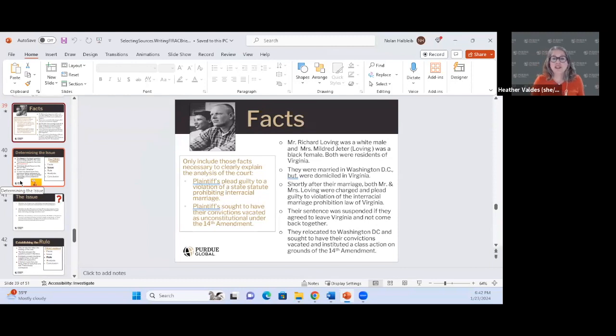On the left side, you see a more succinct summary. Plaintiffs pled guilty to a violation of state statute prohibiting interracial marriage. Plaintiffs sought to have their convictions vacated as unconstitutional under the 14th Amendment. Right. Our facts. Next slide.